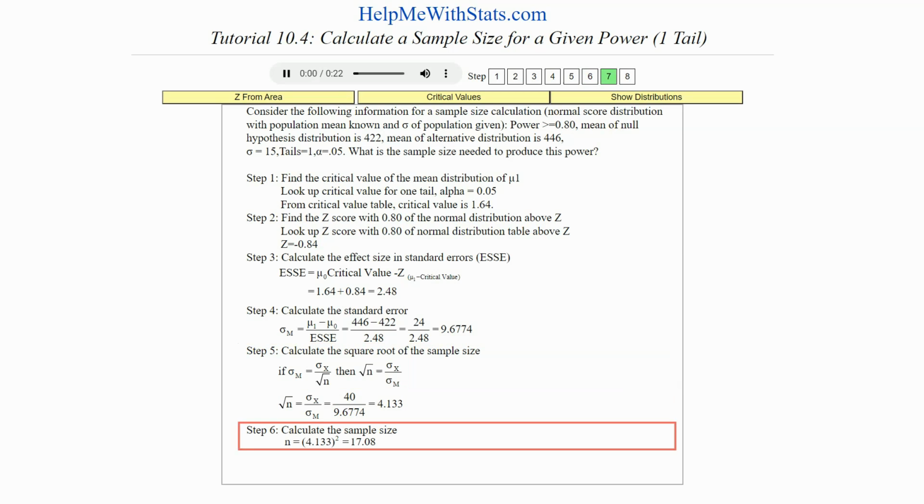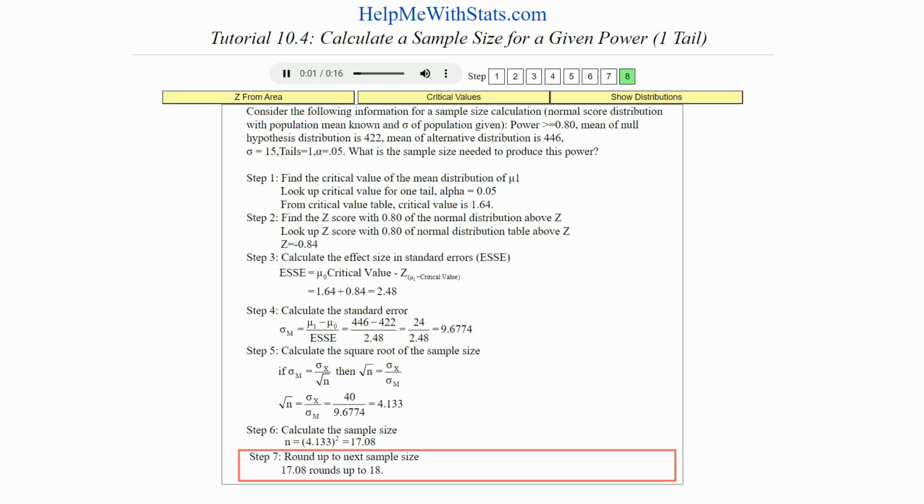It's easy to find the sample size if we know the square root of the sample size. We just square both sides of the equation. N is therefore equal to the square of 4.133, which works out to 17.08. We've rounded this to 2 decimals, because we are going to round up in the final step anyway. We can't use parts of people for experiments, so we always round up to the next integer. In this example, we round 17.08 up to 18. We need 18 participants to have a power of at least 0.8.